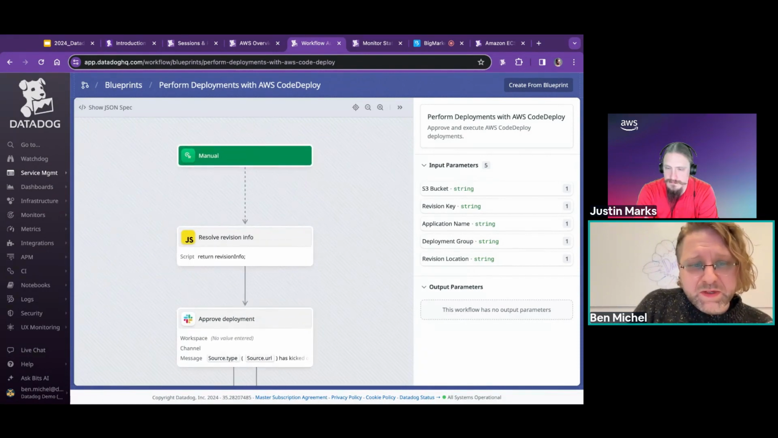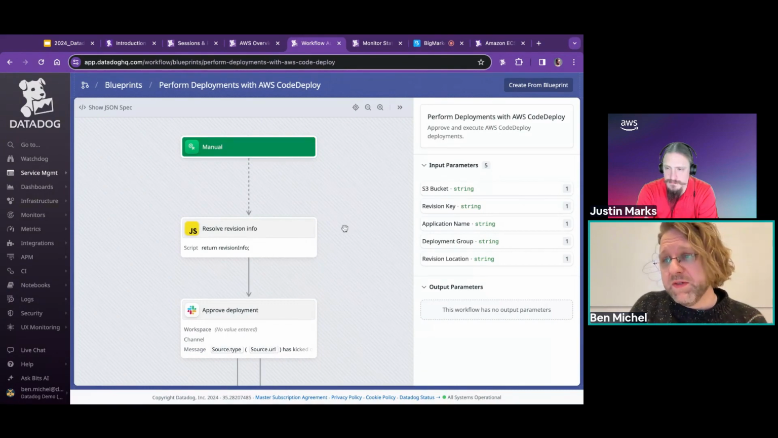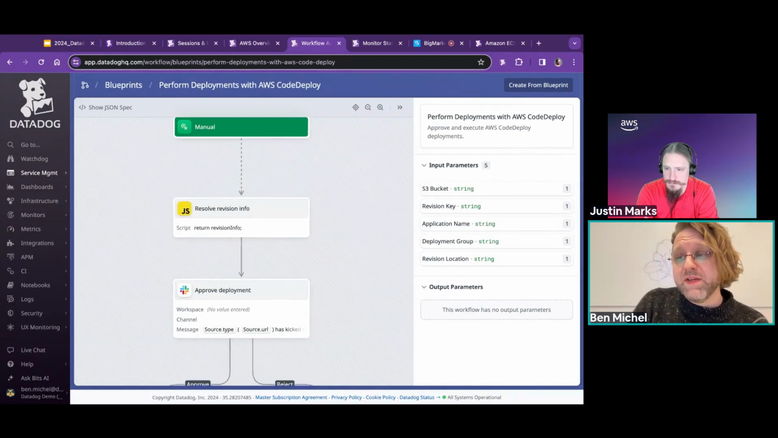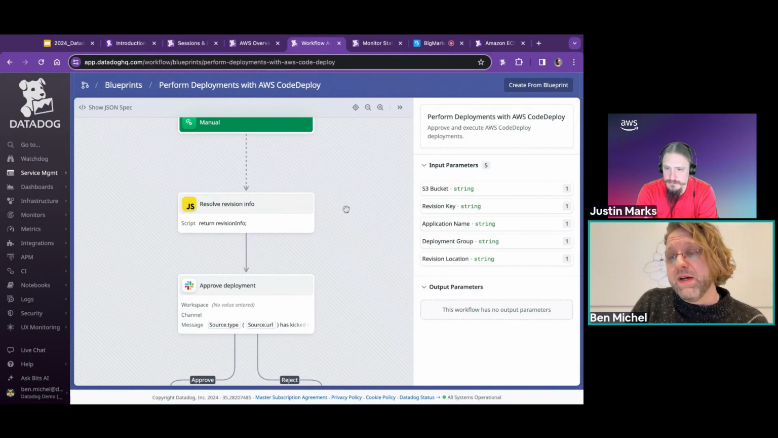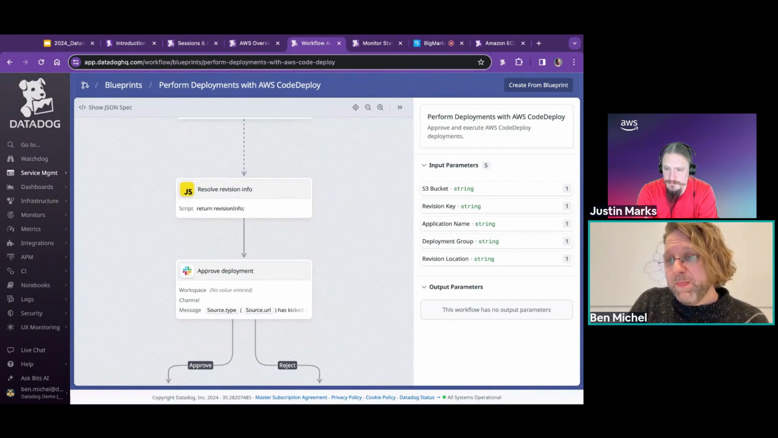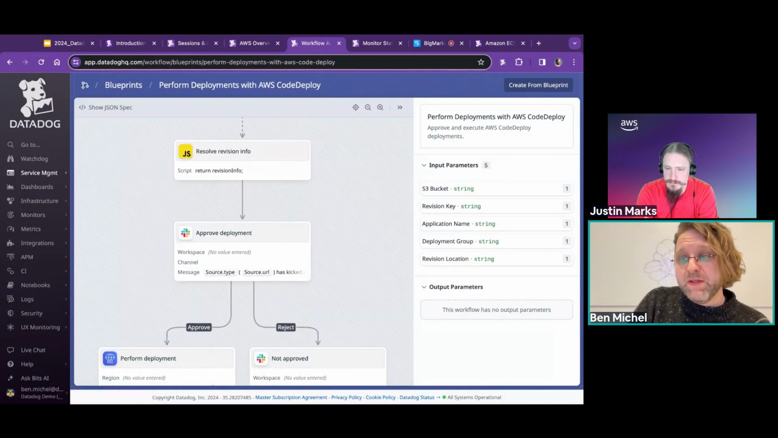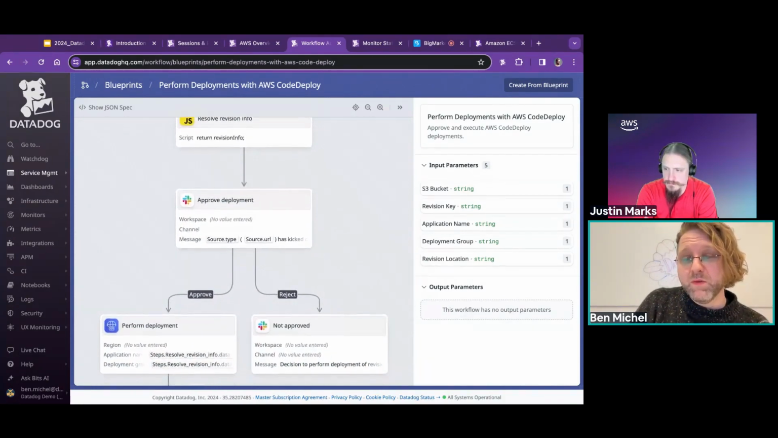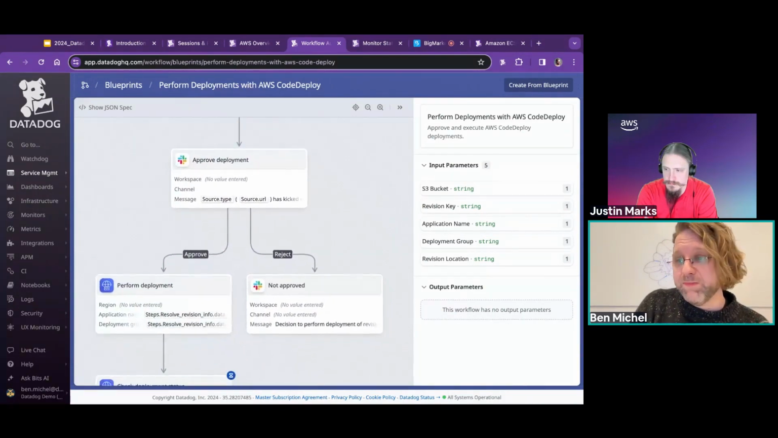So it's like a directed graph, no surprise there. We have a trigger. This one in particular is manual, and it kicks off a series of functions and messages that determine how this workflow is to proceed. And in this case, there's a manual approval, and that process determines if a code deployment is going to happen or not, which ends with a success or failure message that is returned to the person who is making the decision.